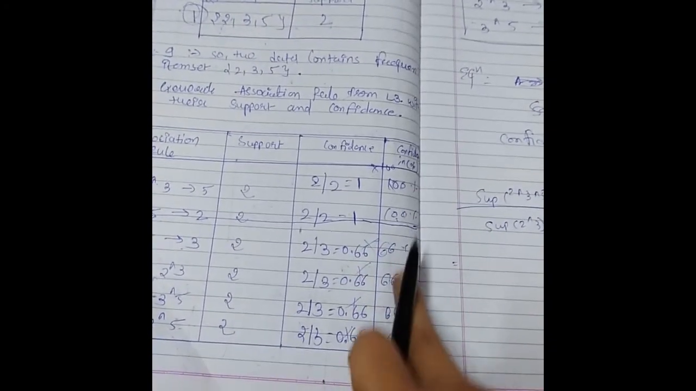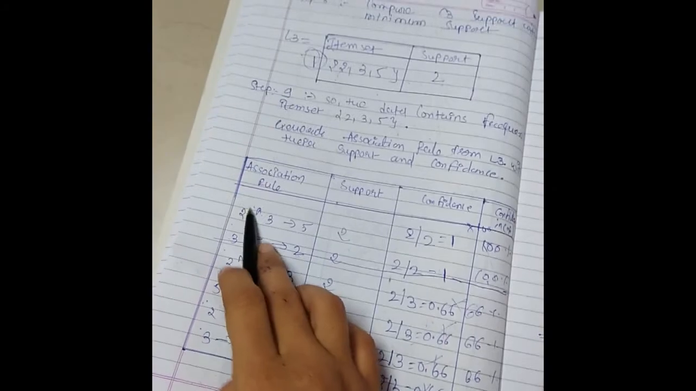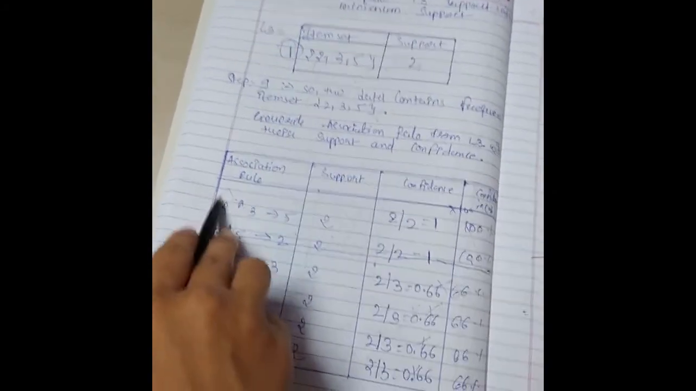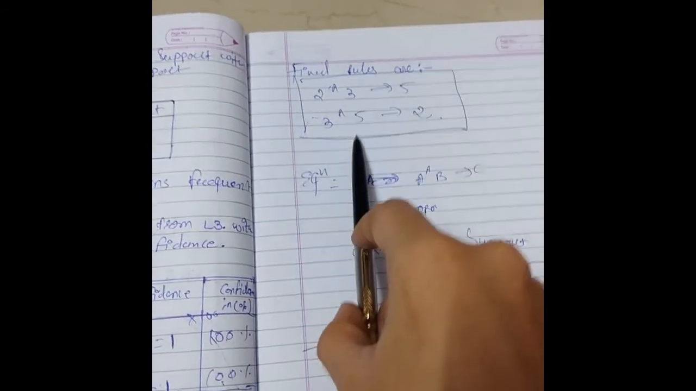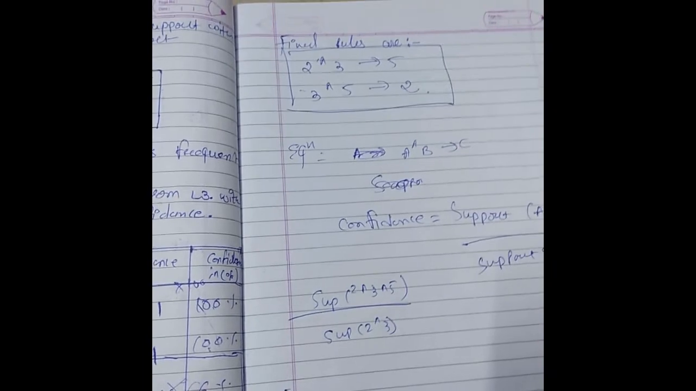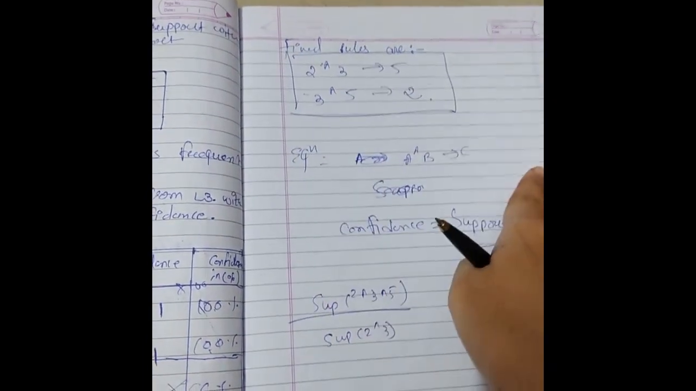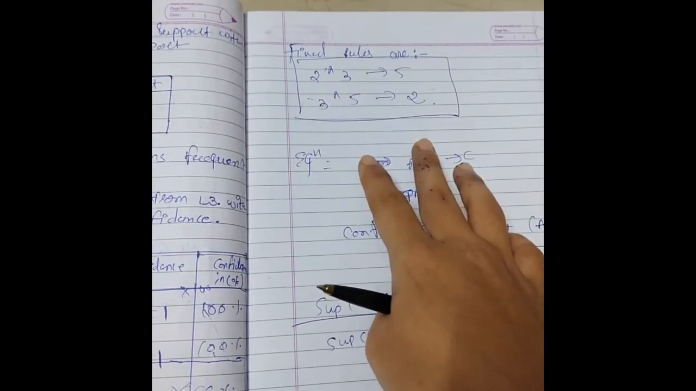So we have removed this rule. The final rules remaining are 2 3 implies 5 and 3 5 implies 2. So these are the final association rules. This is how, by using the Apriori algorithm, we can find the frequent item sets, and from that we can generate the association rules.